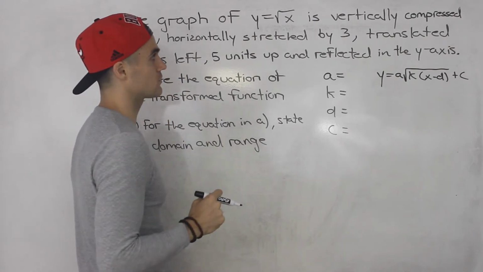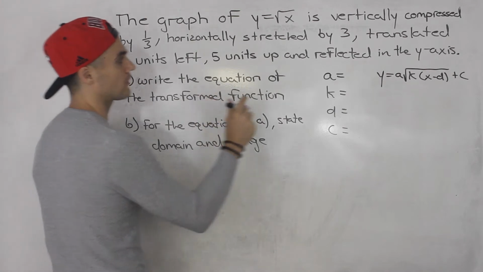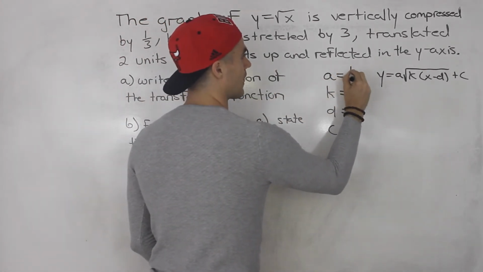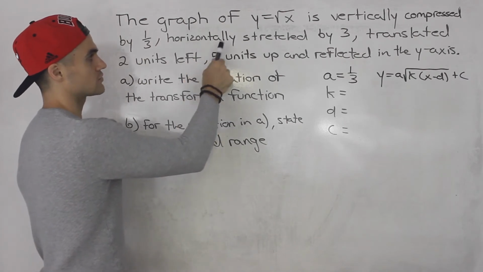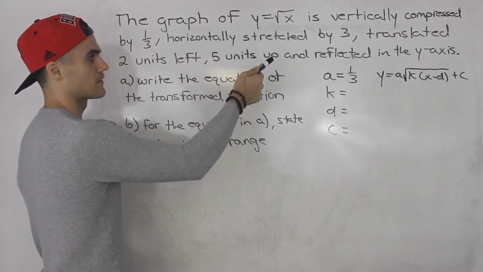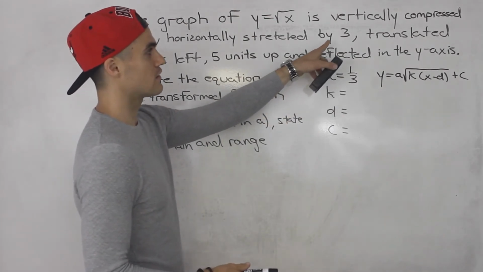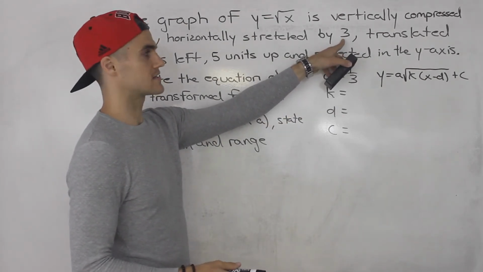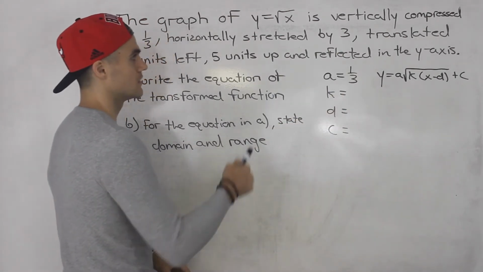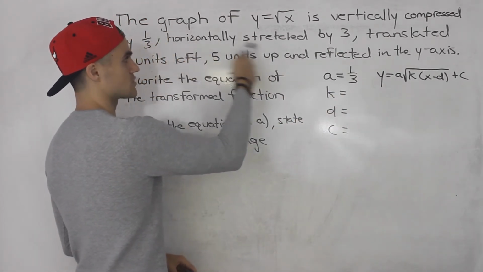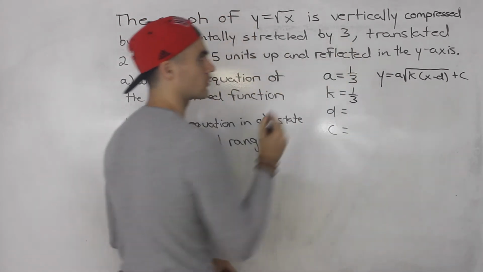Right, so let's go through the list here. So vertically compressed by 1 over 3, we know that that affects the A value. The A value is 1 over 3. Then we're told there's a horizontal stretch by a factor of 3. So that's going to deal with the K value. Now, if you remember, the factor that is given, the K value is always the reciprocal of that factor. So since there's a horizontal stretch by 3, the K value is 1 over 3, the reciprocal of 3.